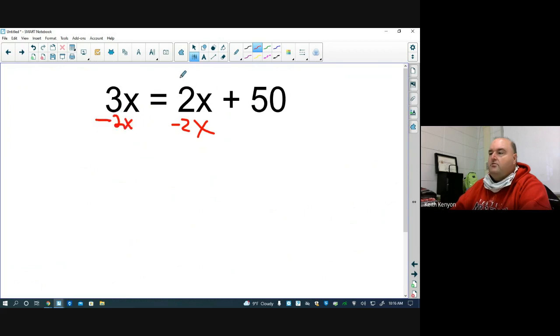And these 2x's then will go away. They cancel each other out. 2x minus 2x, and they go away. 3x minus 2x is 1x, or just x. And then the 50 stays here on this side. And if I just end up dividing by 1, or I could have gotten rid of it in this case, because I know 1x and x are the same thing, and get x equals 50.